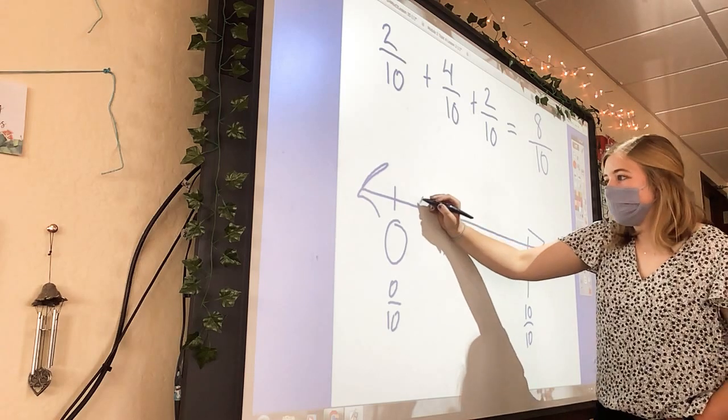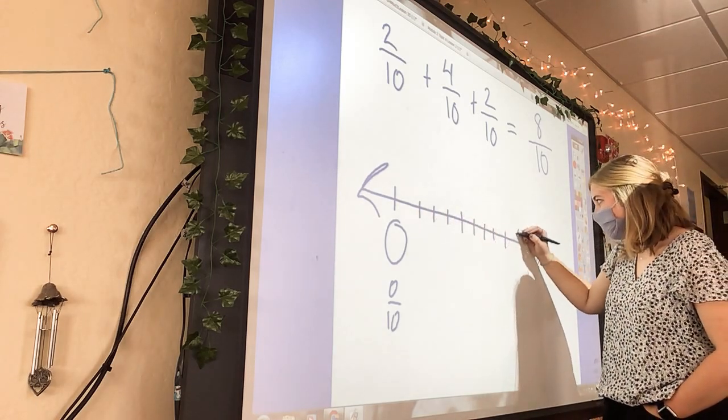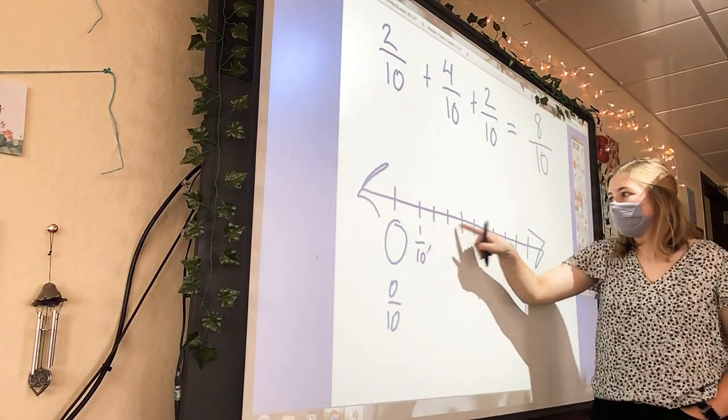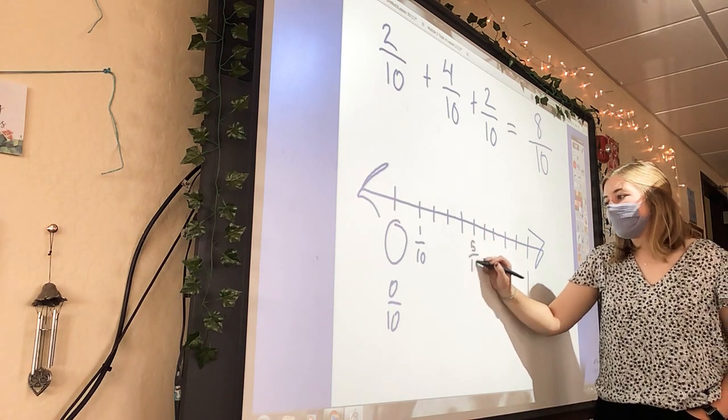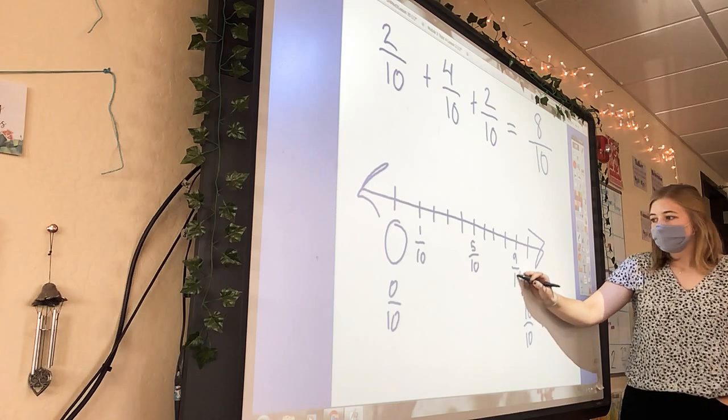So this would be 1 tenth, 2 tenths, 3 tenths, 4 tenths, 5 tenths, 6 tenths, 7 tenths, 8 tenths, 9 tenths. Okay? And just for the sake of time, I'm only going to fill in like the 1, the half, and then the last one, okay? All right.